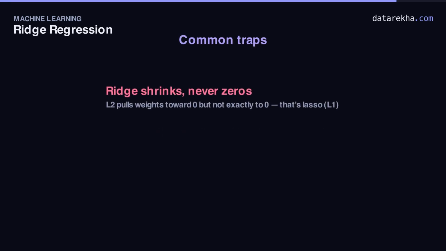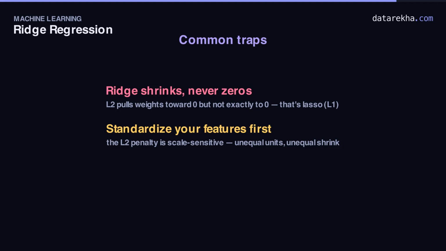Trap 1, the classic mix-up. Ridge, with its L2 penalty, shrinks coefficients towards 0 but never exactly to 0. If you need genuine zeros, features switched off, that's lasso, with L1. Ridge shrinks, lasso selects.